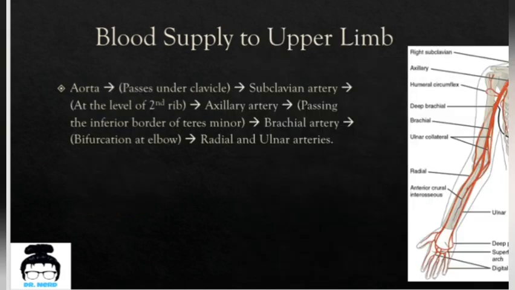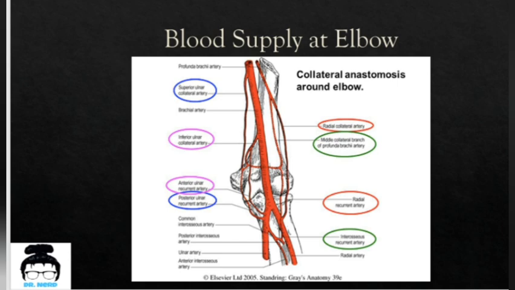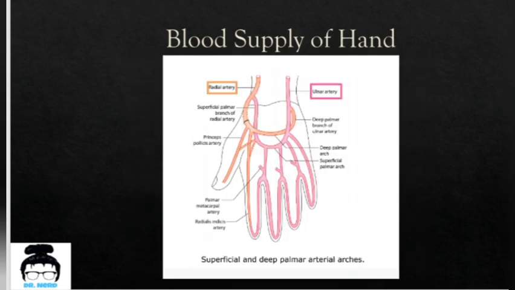This is also a visual picture of the blood supply of the upper limb, starting from the aorta, then the subclavian artery, axillary artery, and brachial artery, which will give branches to the radial and ulnar arteries. Here we can see the blood supply of the elbow and the collaterals. This is the blood supply of the hand. We can see the radial artery and the ulnar artery giving rise to the deep and superficial palmar arches.